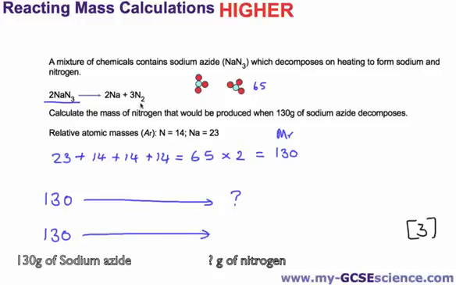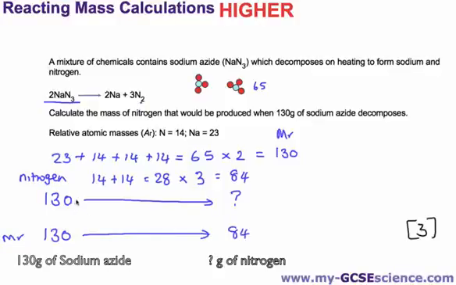Okay, so the relative formula mass for sodium azide is 130, and that gives us, for nitrogen, well, let's work out the relative formula mass for nitrogen. We've got 3 N2s, so for the nitrogen, N is 14, N2, so we've got 2 14s, so that's 28, but we've got 3 of those, we have to multiply by 3, and that gives us 84.